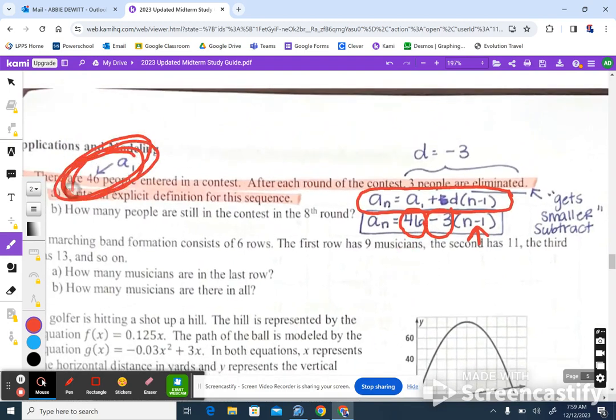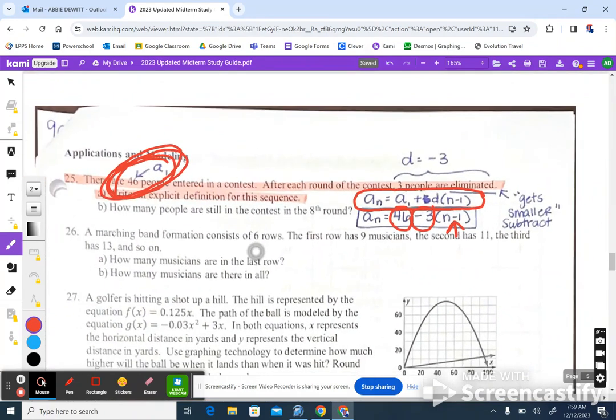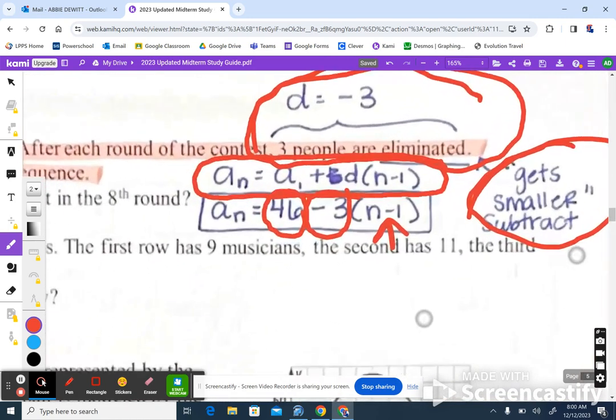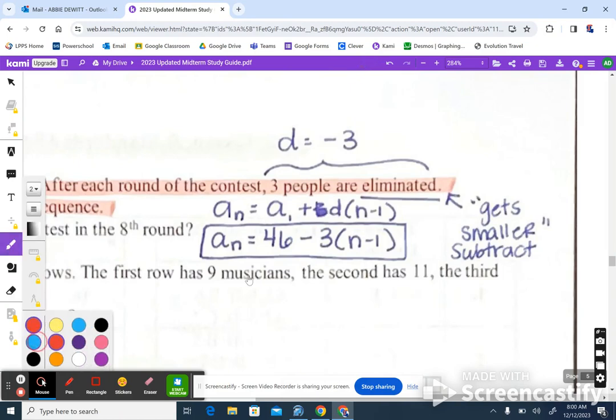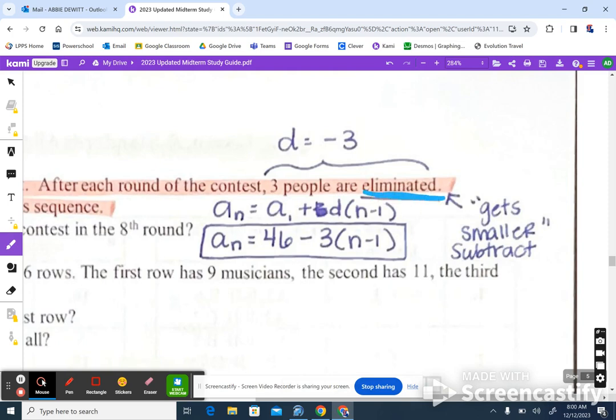Right here. I'm starting with 46 people. What does the first round of the contest have? 46 people. Where did that negative 3 come from? From this statement right here. 3 people are eliminated. Eliminated means that you get smaller. So your common difference is going to be subtract. Okay, if you had something like it grows or it gets bigger or you're adding to, etc., then your d value is going to be positive. But in this case, I'm subtracting because it says eliminated, which means getting smaller. Okay. So your first term, I'm starting with 46 people, plus your d, minus 3, because I'm getting smaller, times n minus 1.